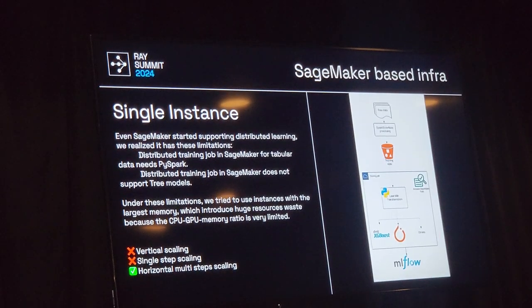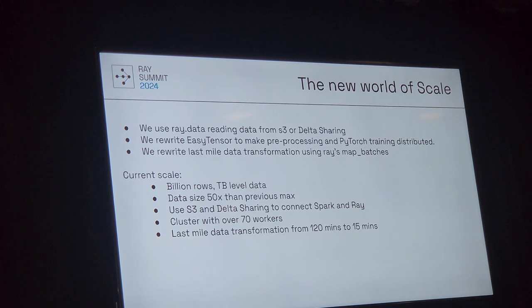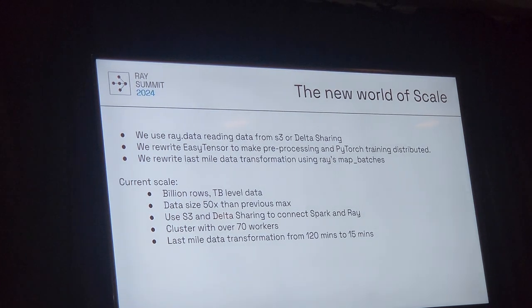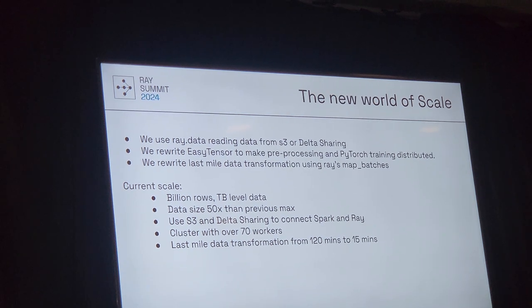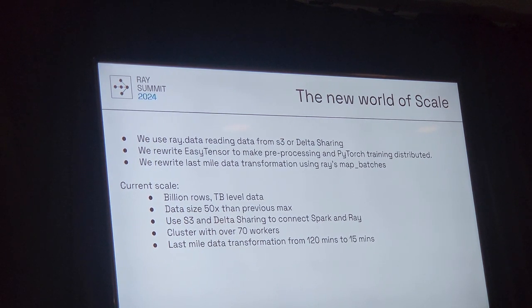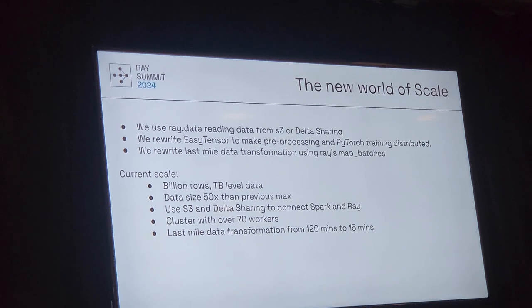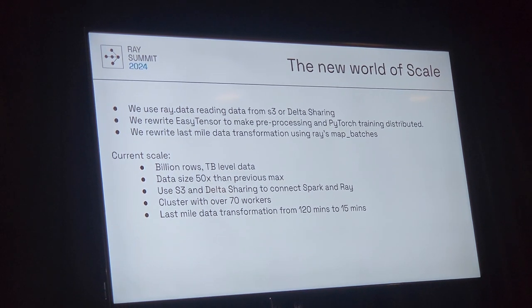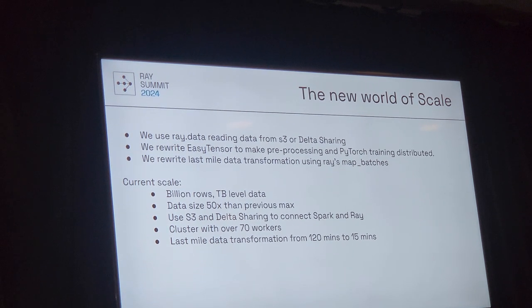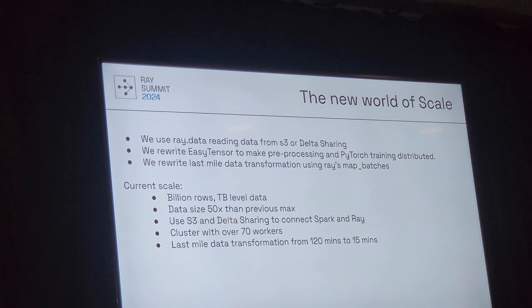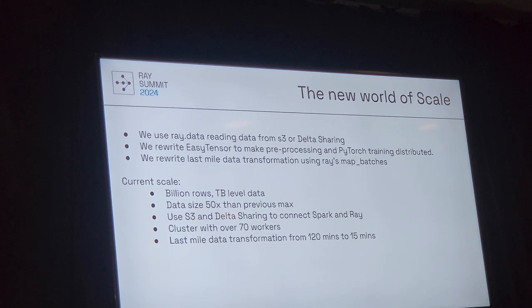What we actually need is horizontal multi-step scaling. Okay, so moving to Ray, the thing is we use Ray Data to read the data from S3 or Delta Sharing. Delta Sharing is an open source protocol from Databricks. We rewrite this EC2 tensor to make the pre-processing and PyTorch training distributed. We also rewrite this last mile data transformation using Ray Data's map batches function.